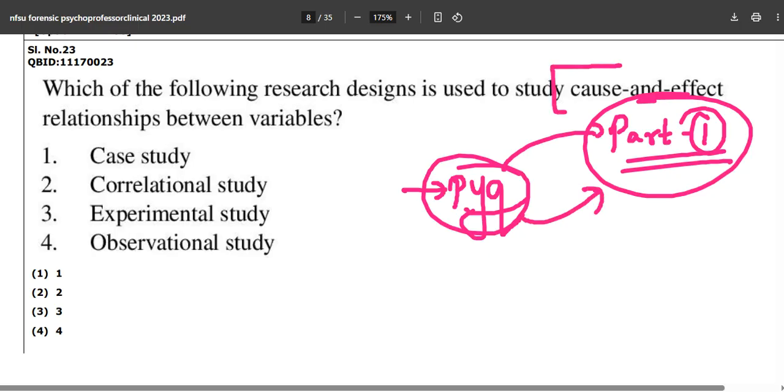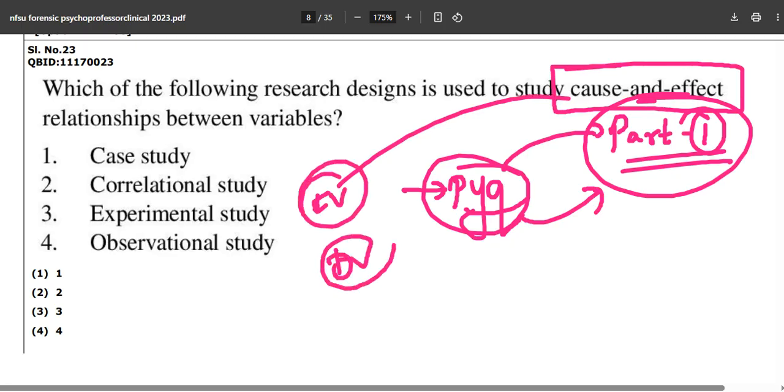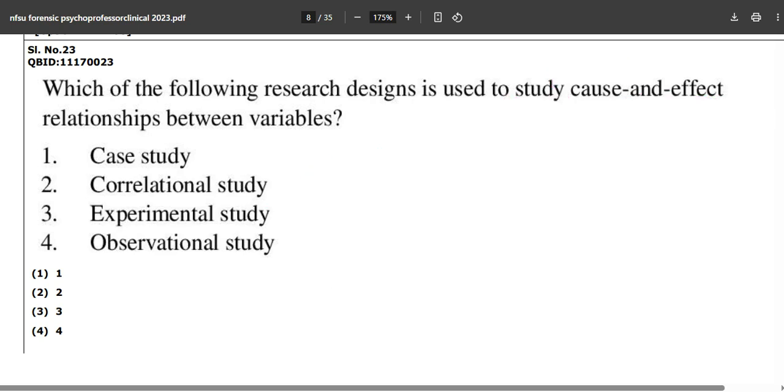There we have discussed the cause and effect relationship. We have discussed the IV as well as the DV, and that is what we study only and only in an experimental study, and that is the correct answer. Obviously there are different types of case study. In a case study we never study the relationship between variables. There is no scope or scenario for cause and effect there.